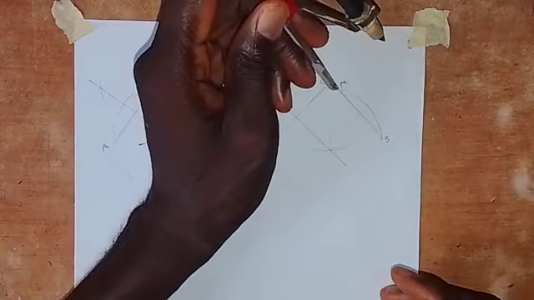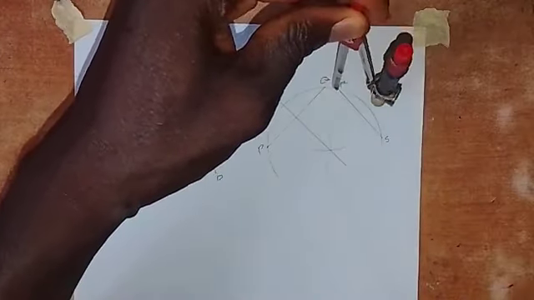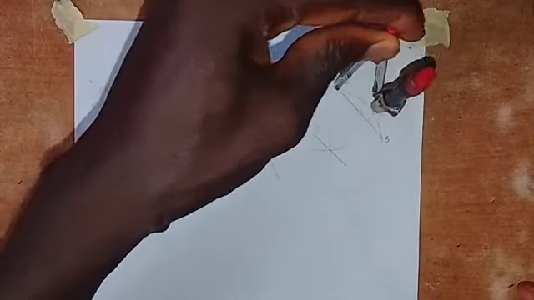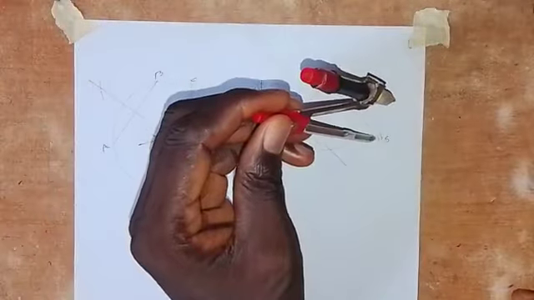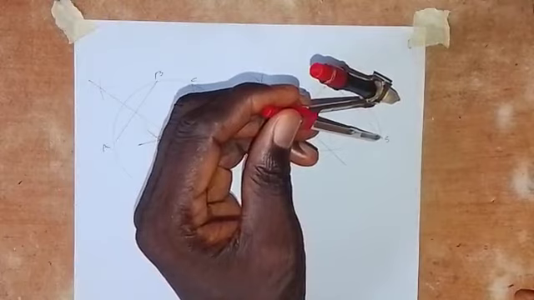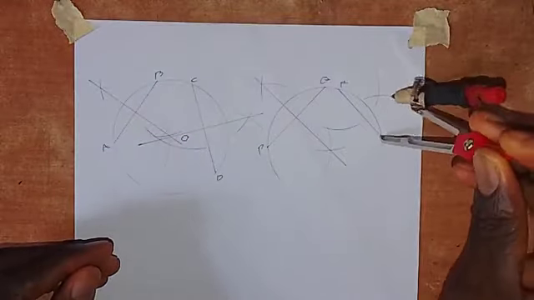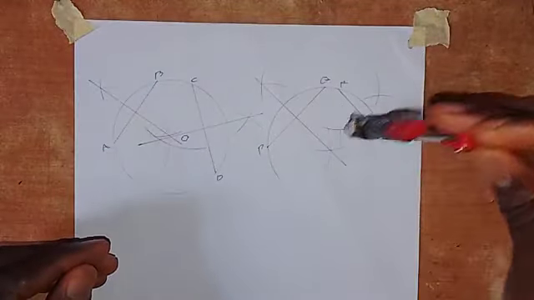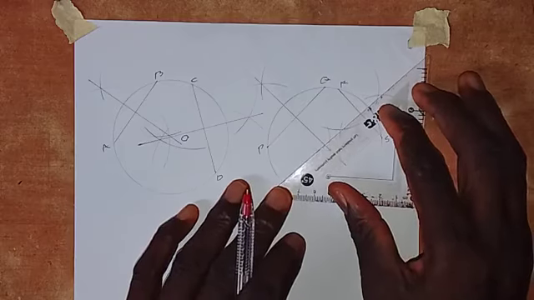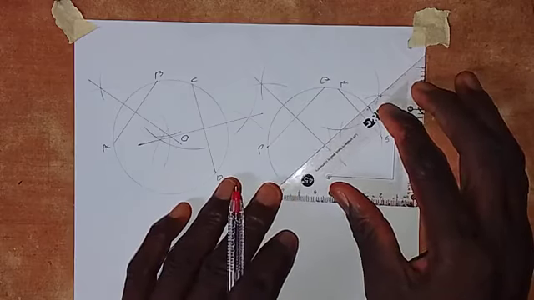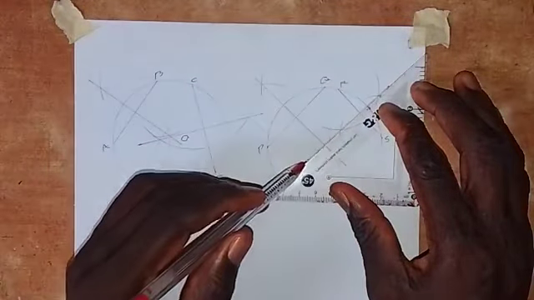So let's bisect RS. Put the pin at point R on the circumference of the circle. You draw an arc to this side like this, and draw an arc to this side. With the same radius, put the pin at S on the circumference of the circle. Draw an arc here like this, and draw an arc here like this. Now draw the bisector of RS by drawing a line through the points of intersection of the arcs. So we have this.